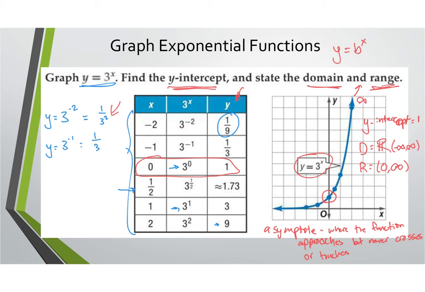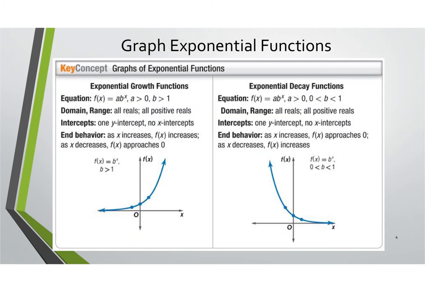Now, I mentioned it a little on the last slide, but there are two types of exponential functions. You have growth functions and you have decay functions. Now, the difference between growth and decay, aside from the obvious going up and going down, is b.